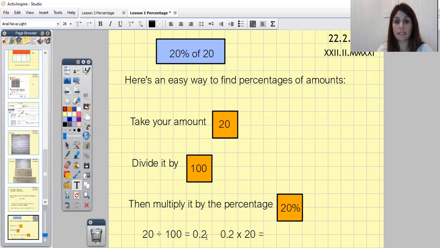And then to find 20%, all I'm going to do is take that 1% I've got and multiply it by 20. Now we can easily do this by doing 20 multiplied by 2 and then dividing by 10 to make it 10 times smaller. Okay, I've whizzed through that, but I know that lots of you are really confident, so I don't think you're going to need very much extra support with that.